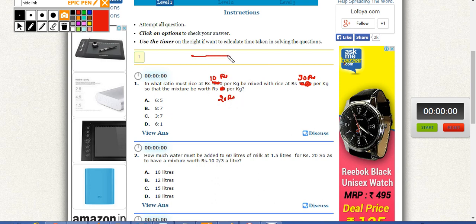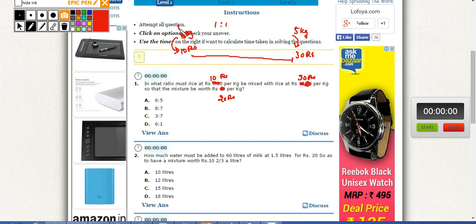One rice is there in the 10 rupees range, and another rice is there in the 30 rupees range. So in what ratio should I mix? What does that sentence actually mean? In what ratio? For example, if I mix 5 kg of this rice with 5 kg of this rice, then I can say that I'm mixing them in equal ratio, right? 5:5, which is nothing but 1:1. I'm mixing them in equal ratio.